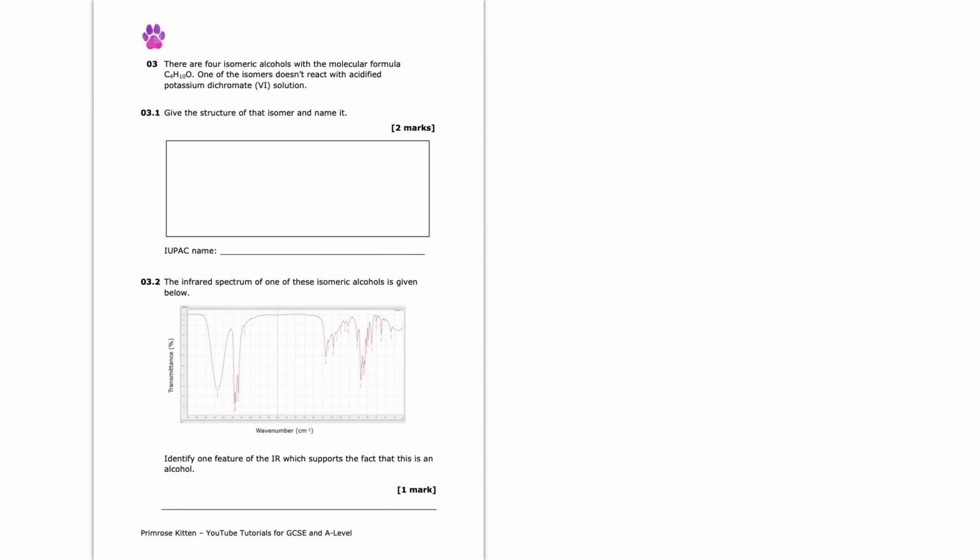Okay, so in question 3, we're told that we have 4 alcohols, all of which are isomers, and they have the same molecular formula, as isomers would, of C4H10O. Now we're told that one of the isomers doesn't react with acidified potassium dichromate. That tells us that we don't oxidise that isomer, and the only type of alcohol that we can't oxidise is a tertiary alcohol. So those are the clues that we have.